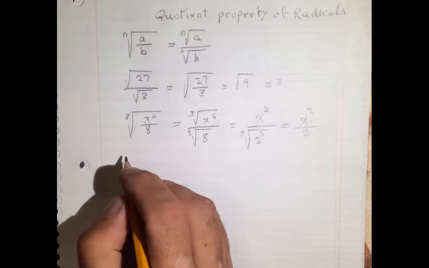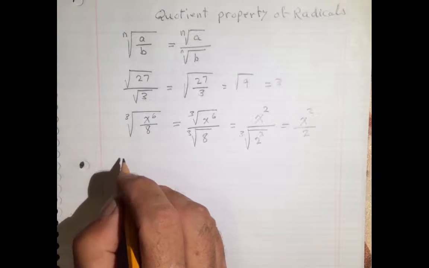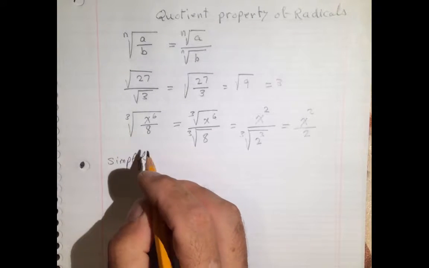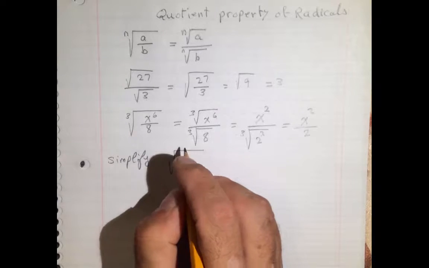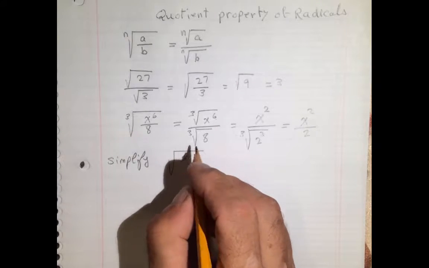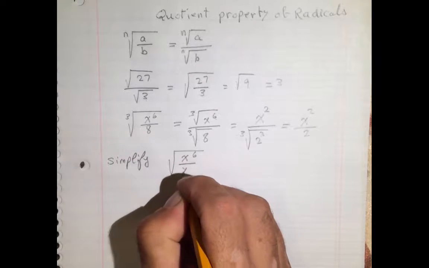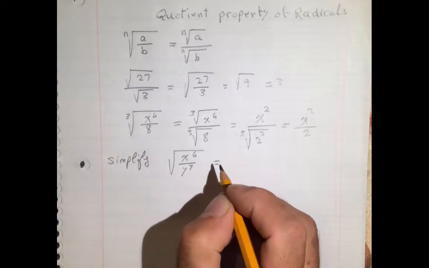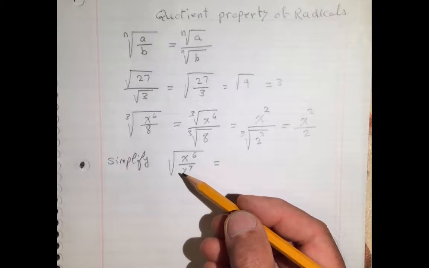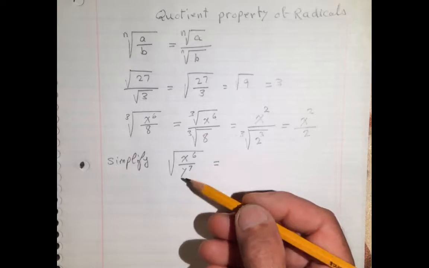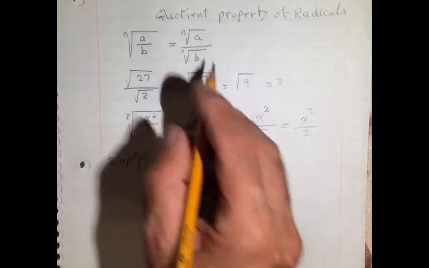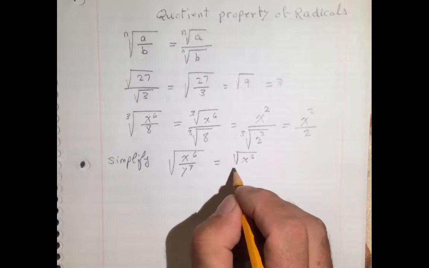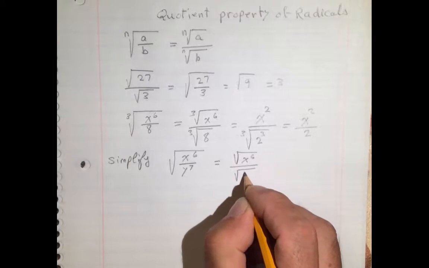Now we see a real example. Simplify the square root of x power 6 over y power 7. This is x, this is y. We cannot divide them. So actually if we separate them, that's going to be a good idea according to this rule. So it's going to be the square root of x power 6 over the square root of y power 7.